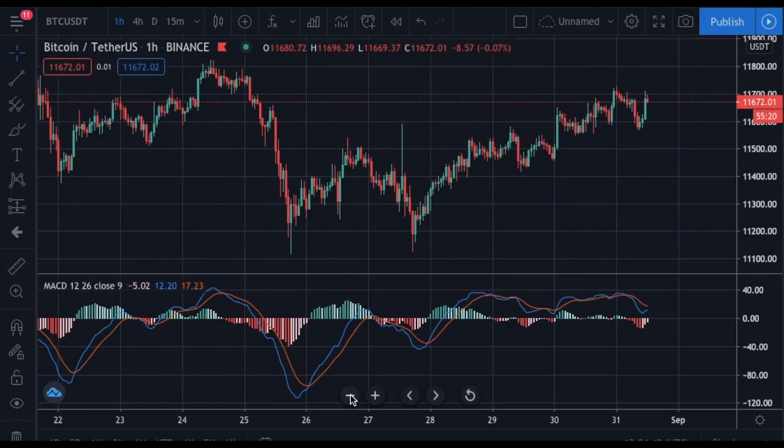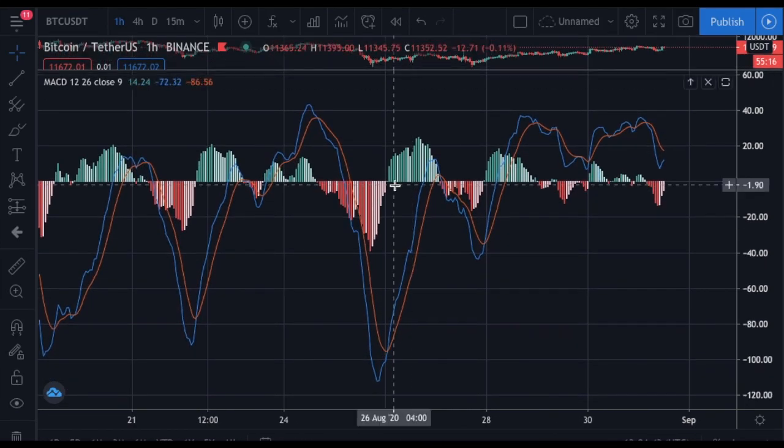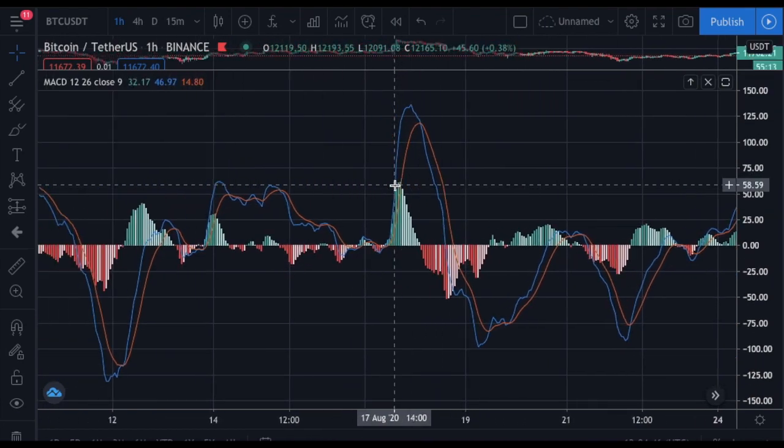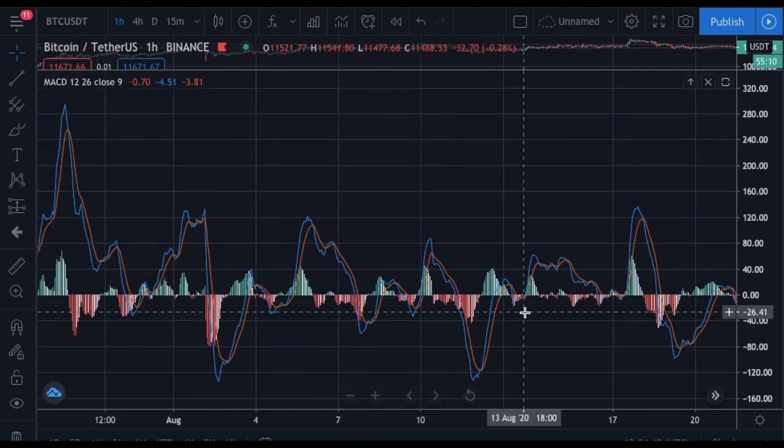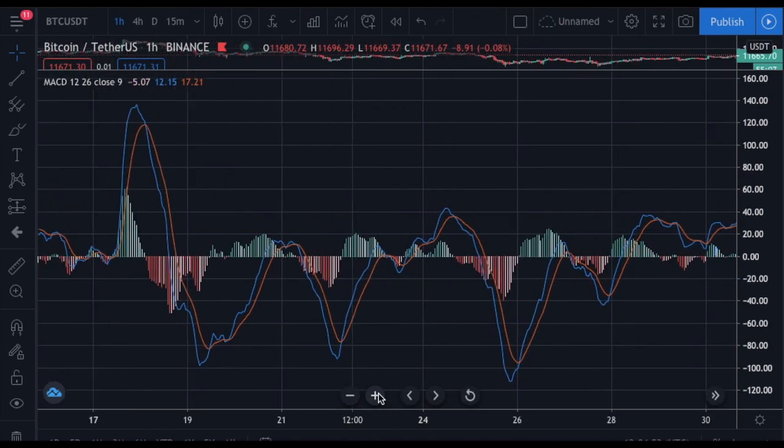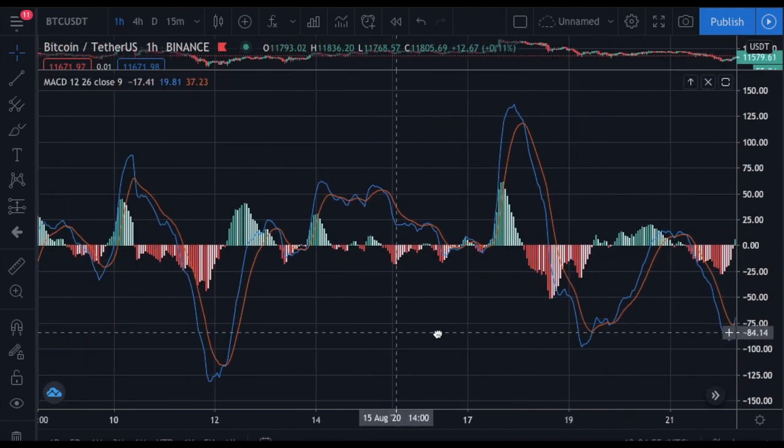MACD is one of the most popular indicators out there. It is used by lots of traders from beginners to pros. But a question comes to mind when you think about MACD: can you really make money with only one indicator that is so easy to use?